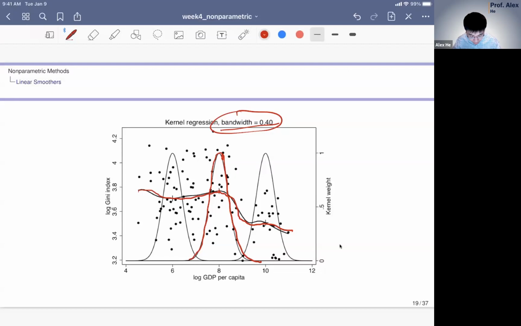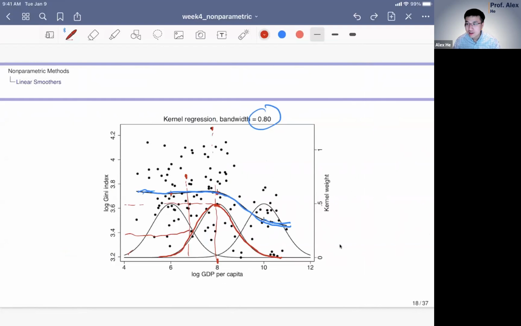Okay, so here you have a lower bandwidth, so this becomes even more nonlinear, right? You can see some upward relationship here, and then a big drop here, and then it becomes flatter again later. And you can even have a lower bandwidth so that you have an even more nonlinear relationship, or you can have an even higher bandwidth. And as you said, it would be more smooth and probably more linear.